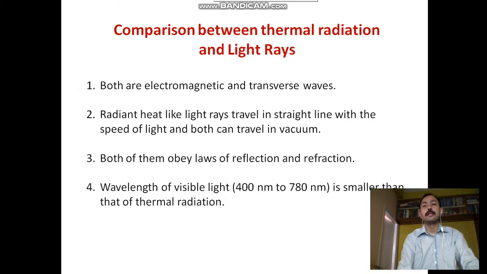Comparison between thermal radiation and light rays. Thermal radiation and light rays both are electromagnetic waves. Radiant heat, like light rays, travels in a straight line with the speed of light, and both can travel in vacuum. The speed of light is 3 into 10 to the power 8 meters per second. Both of them obey laws of reflection and refraction.